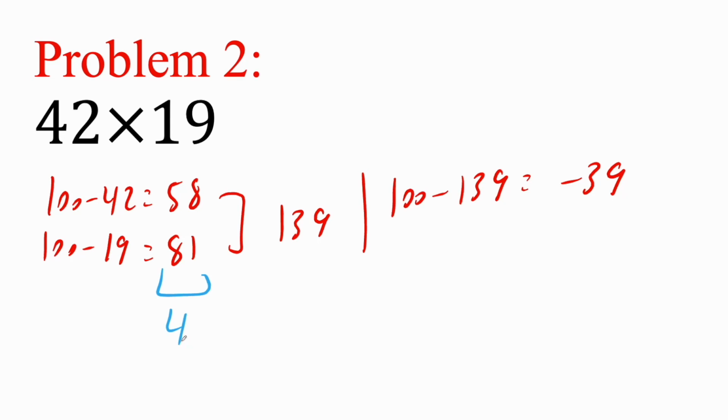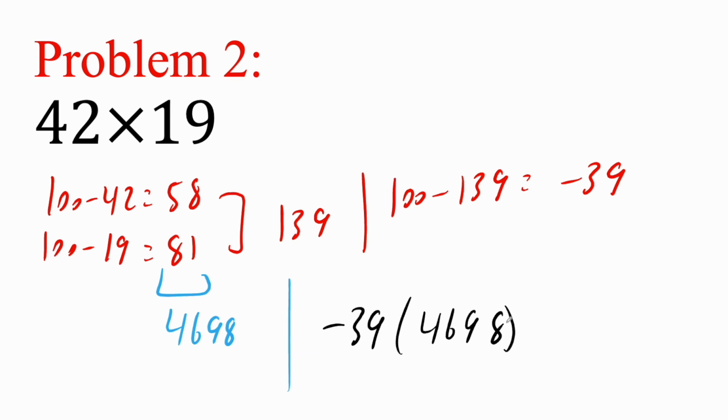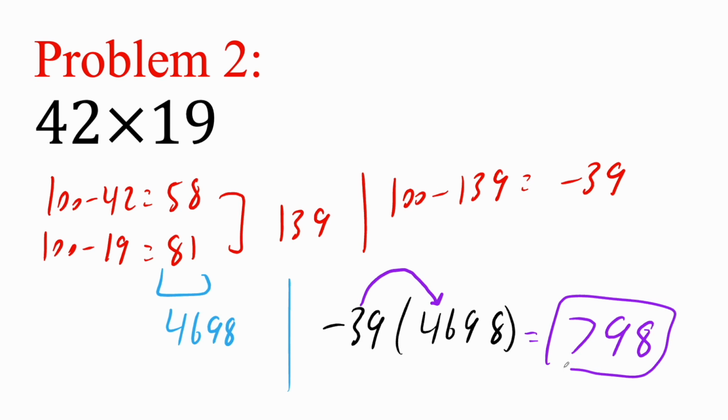We get 4698. And so what we end up getting is this negative 39 goes in the front, parentheses, this piece goes inside, 4698, close parentheses. Now we take our negative 39, we combine it with these two pieces. 46 minus 39 gives you 7. So our answer is 798. And of course, I would recommend, try it on a calculator just to prove it to yourself.